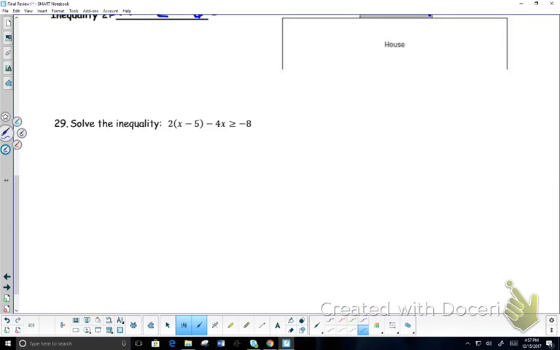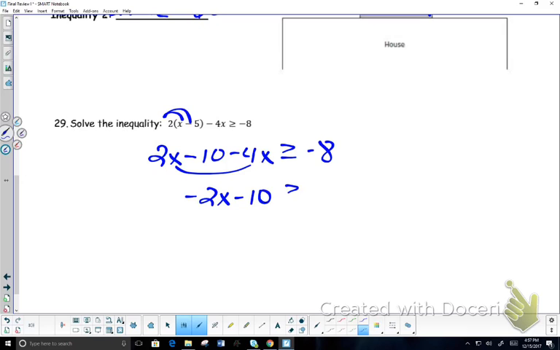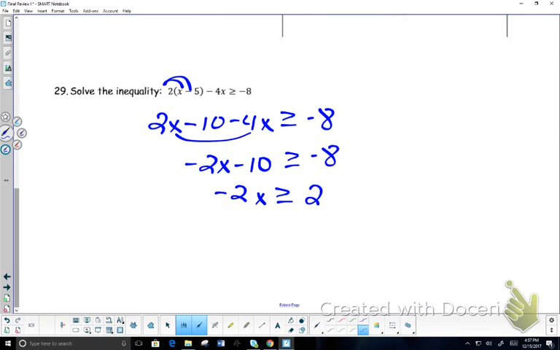Next scenario, we're going to just solve this. So we got 2x minus 10 minus 4x greater than or equal to negative 8. If I simplify my x's, I got negative 2x minus 10 greater than or equal to negative 8. Add the 10 to both sides, giving me negative 2x greater than or equal to 2. Remember, you may forget this, it's been a little while. When you multiply or divide by a negative, you must flip the sign. So x is less than or equal to negative 1.